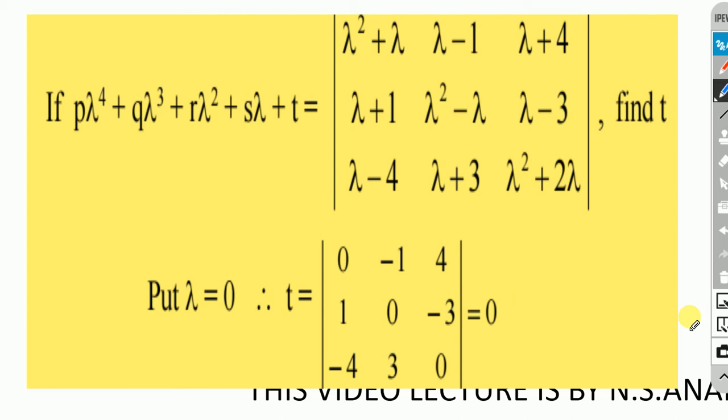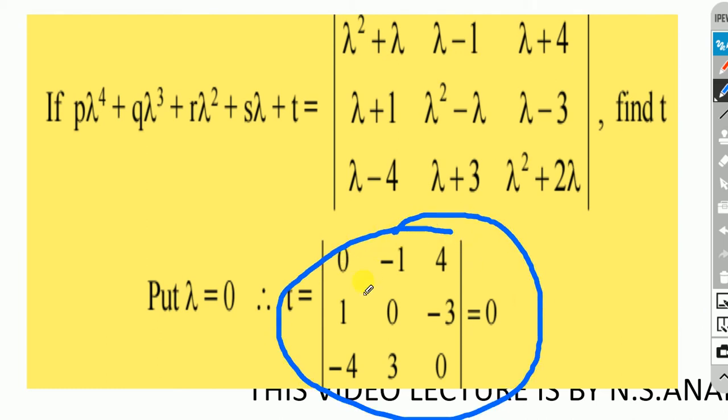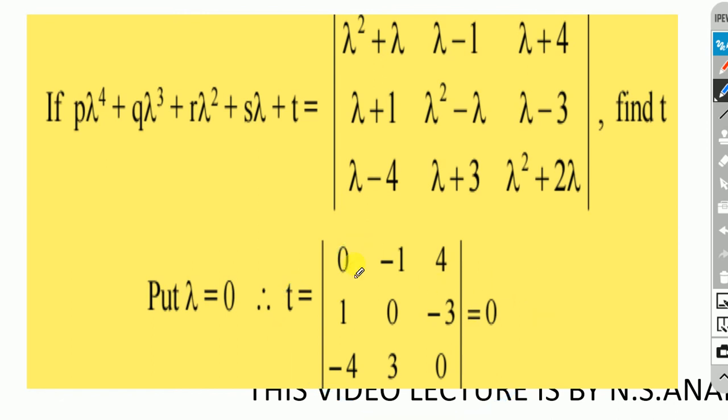Remembering this result acts as a shortcut trick for solving many questions. That is, the determinant of a skew symmetric matrix of odd order is always 0. Remember this. So here this is a skew symmetric matrix of order 3, hence the value is 0. The value of T is 0. The value of the constant is 0.